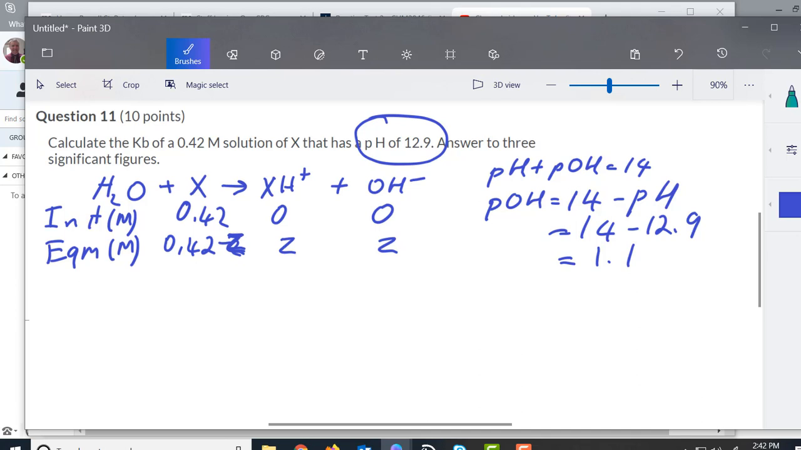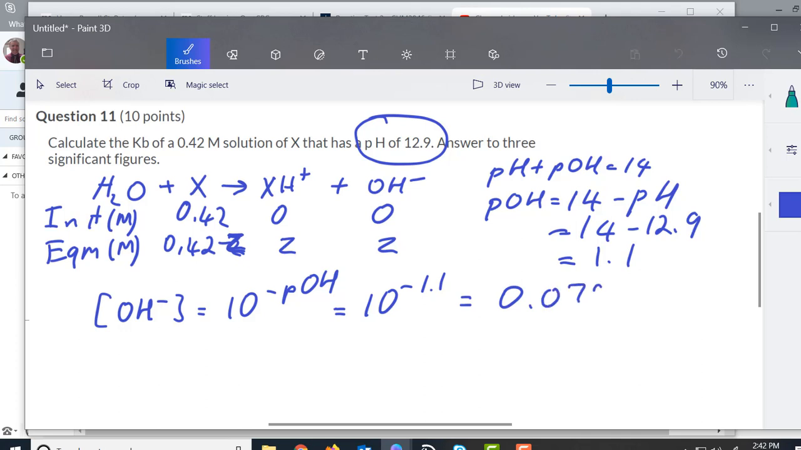Now what we know is that the concentration of OH minus then can be gained by going 10 to the negative pOH, 10 to the negative 1.1, which is going to be 0.079. And after that, we can go ahead and do our KB expression. So KB is equal to XH plus, OH minus, over X.